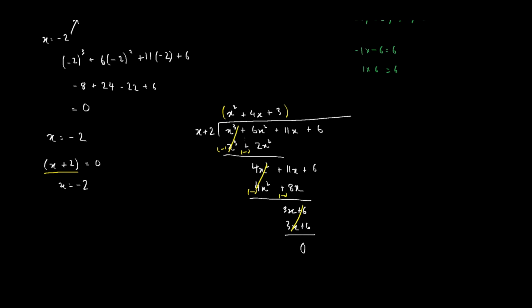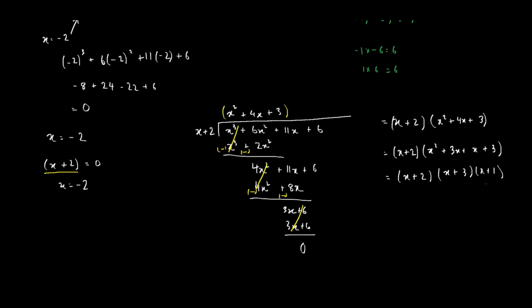So now I can write this as a product of these two. So this is x plus 2 into x squared plus 4x plus 3. Right? Now you can also do middle term breaking and break this into two other factors. So this is x plus 2 into, if you do middle term breaking, x squared plus 3x plus x plus 3. Hopefully you remember how to do middle term breaking. Okay, so this comes out to be x plus 3 and x plus 1.